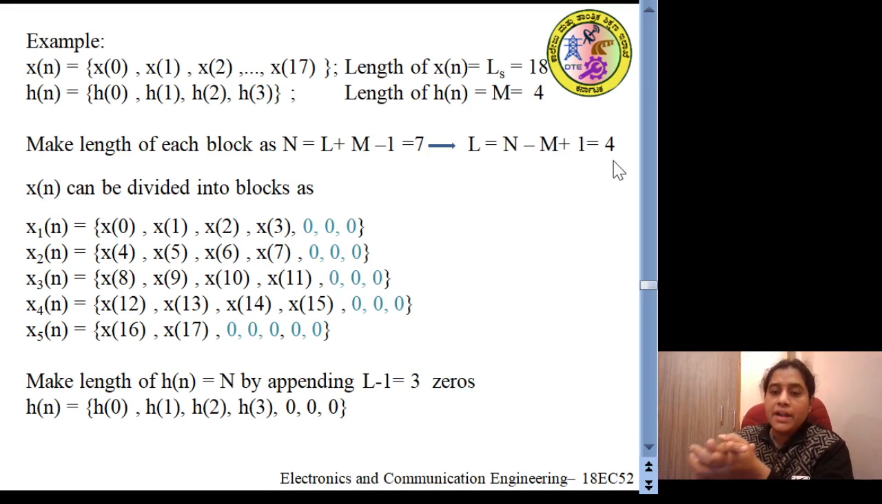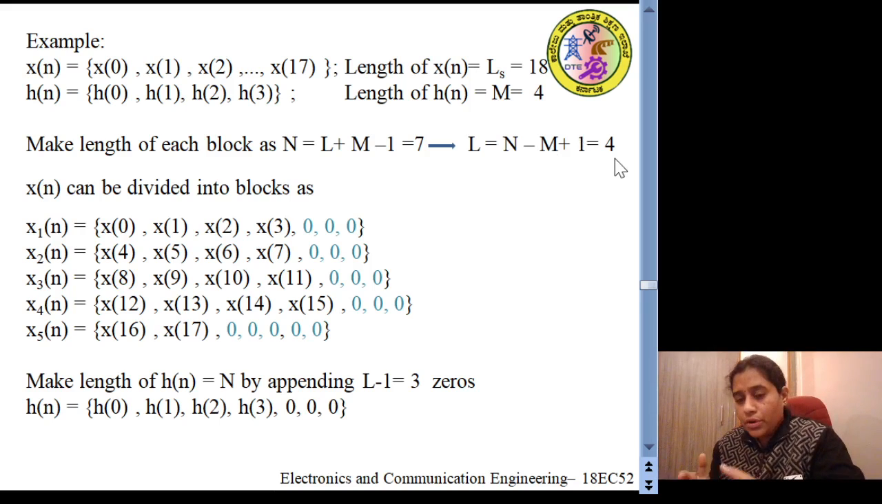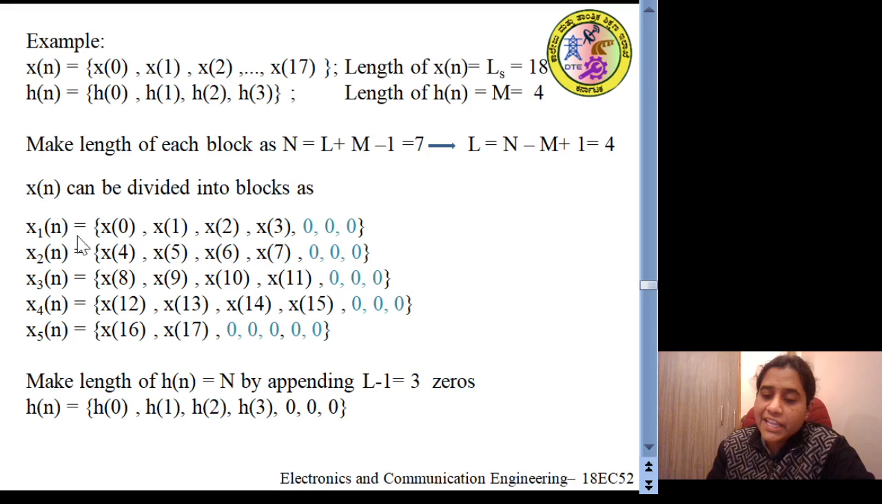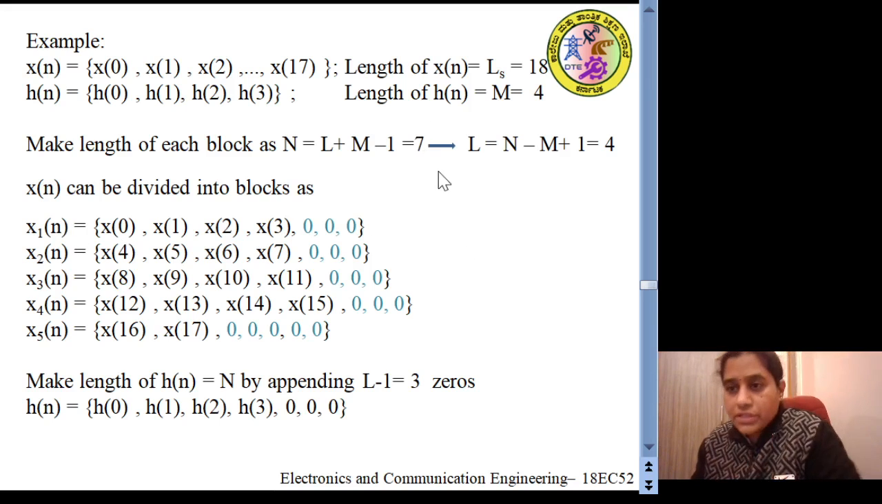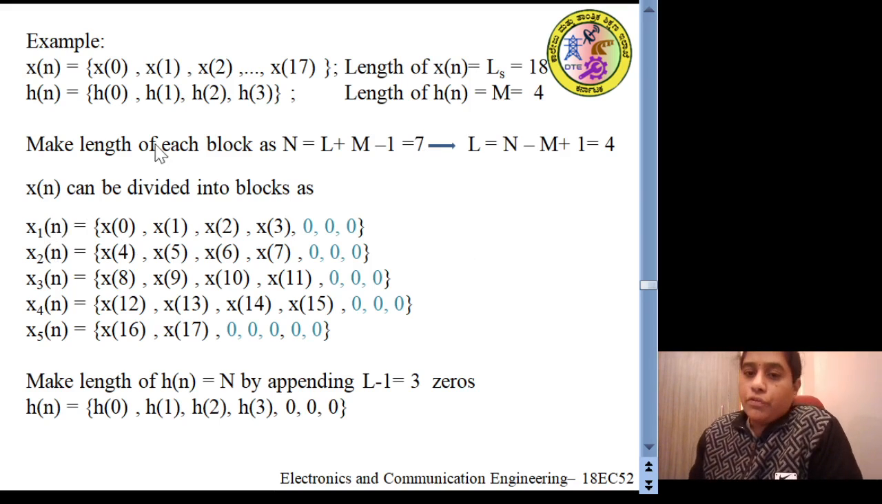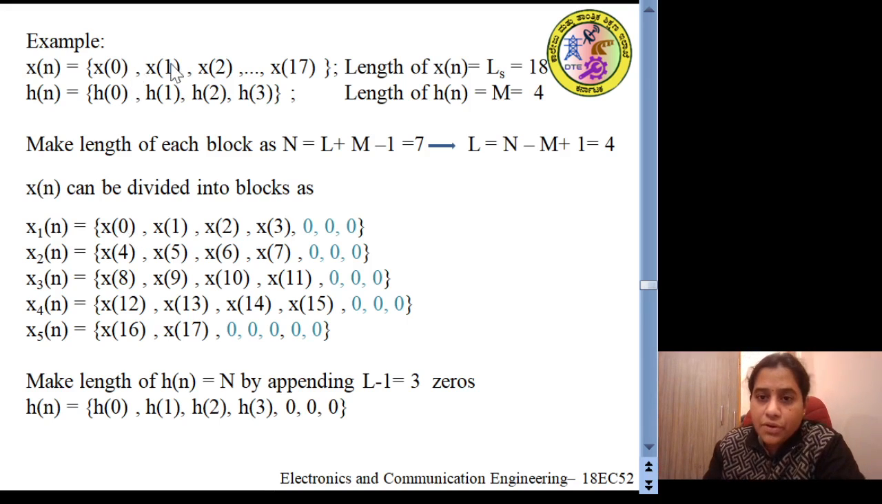So we have to divide x of n into blocks such that each block has 7 samples in it. For the first block, we consider the first L samples of x of n, and m minus 1 zeros have to be appended at the end in all the blocks. So first x of 0, x of 1, x of 2 and x of 3, that is the first 4 samples of x of n, then m minus 1 zeros.